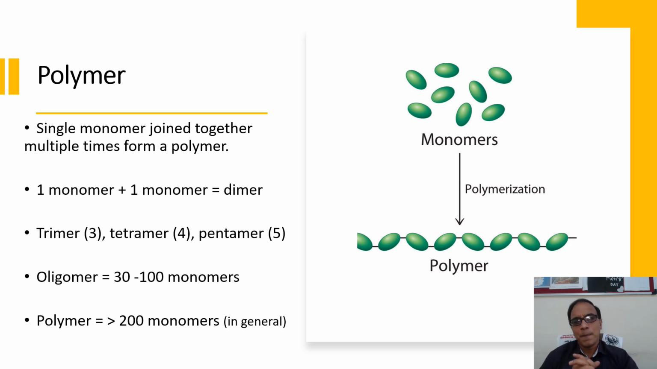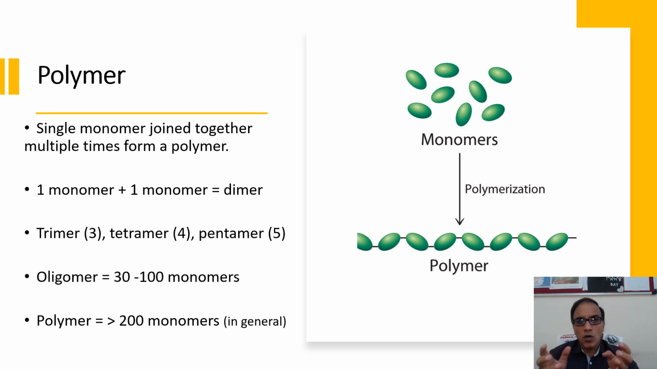Let's see, what are the polymers basically. Polymers are single monomers joined together multiple times to form a polymer. So they are single units, blocks you can say. When you join them, it becomes polymer. When two monomers are joined, they are called dimer. When three monomers are joined, they are called trimer. When four are joined, they are called tetramer. Five, pentamer, and so on.